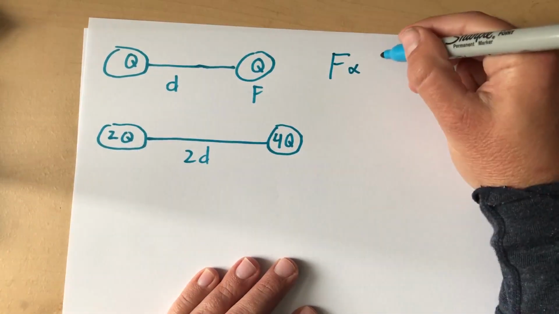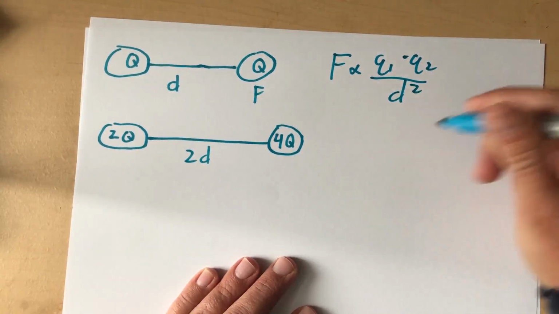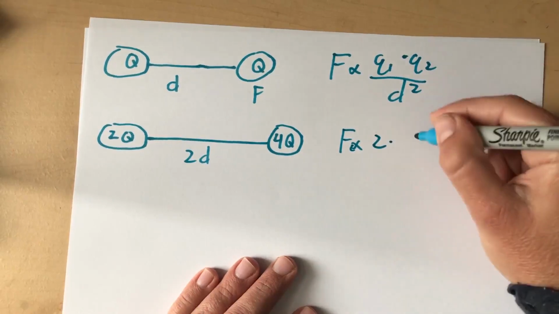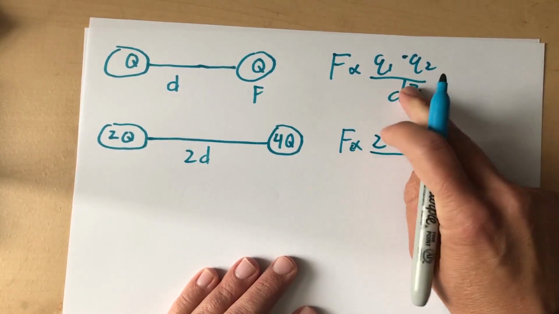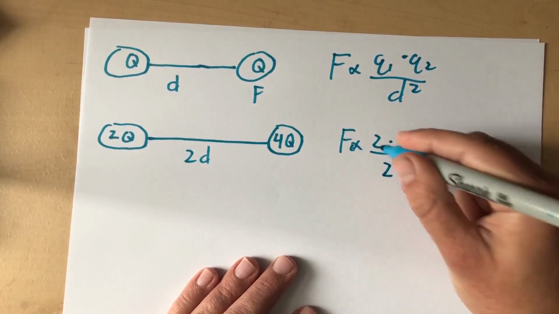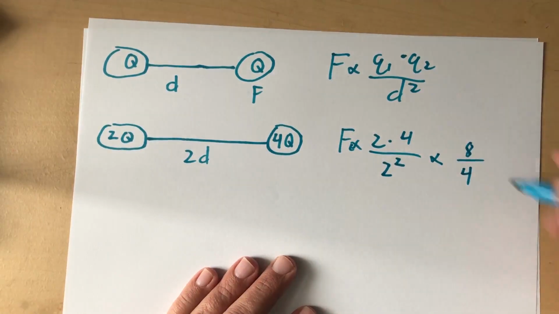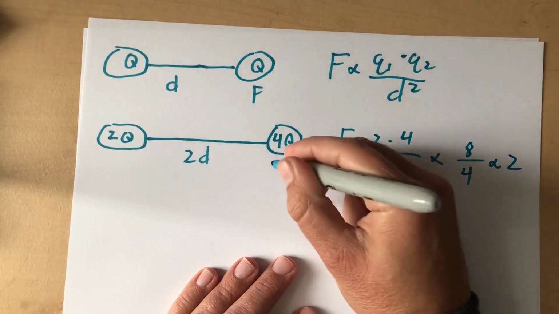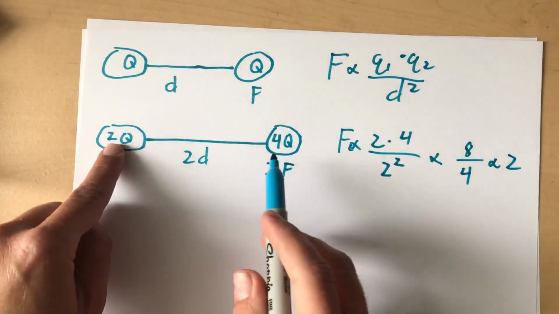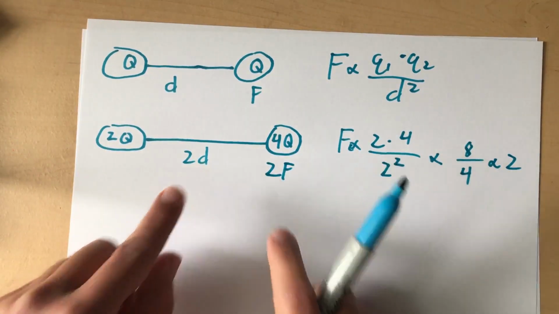So we follow the same pattern, and this time we're going to plug in for each one of these. So charge 1, we doubled. Charge 2, we quadrupled. The distance we doubled, but don't forget to square it. So 2 times 4 is 8. 2 squared is 4. And 8 divided by 4 is 2. So that means overall, if this force was F, and we did all of these things, double that, quadruple that, double the distance, we wind up with 2 times the force.